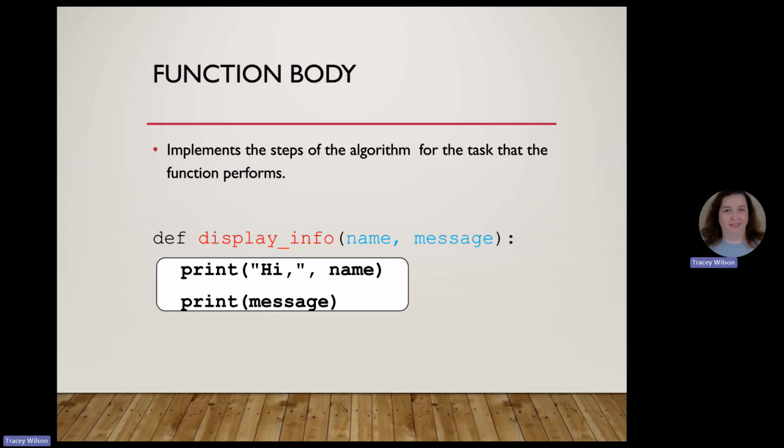So whatever, when you call this function, whatever is in name and in message will print. So print hi, name, print message, message. It's going to take user or system input and plug it in. So this function to display info will work for every person in here because when I call it, I'm going to tell it which name and which message to print.